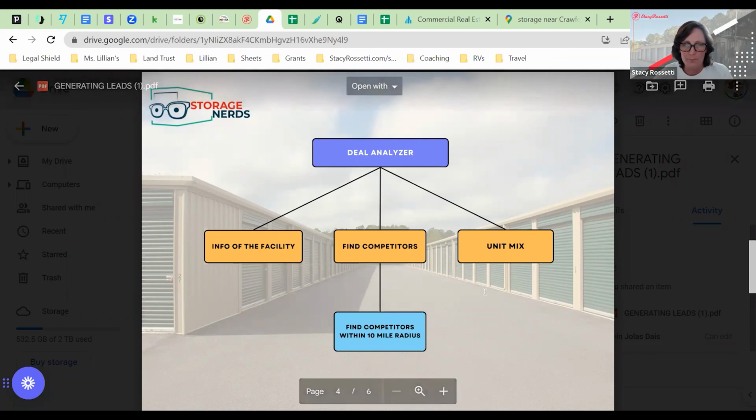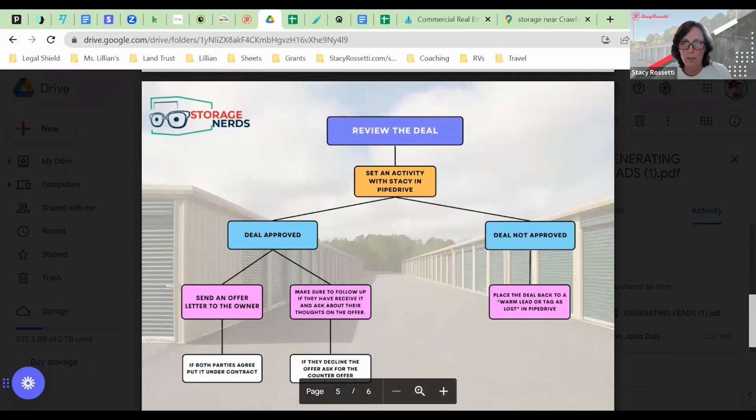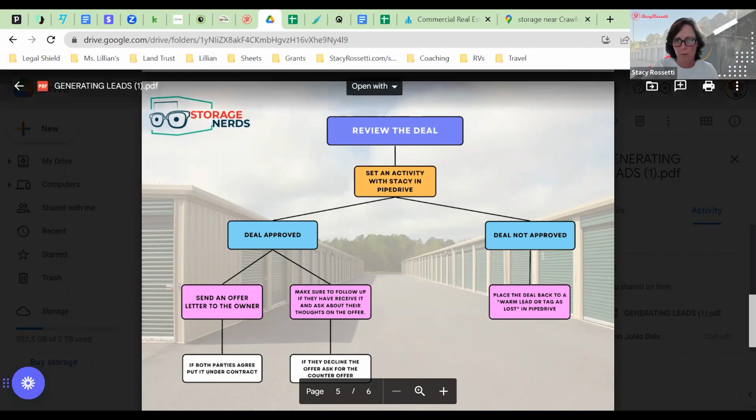And then you review the deal, right? You look at the deal and say, okay, is this deal good or not? We look at the deal and say, this is a good deal. Should we put an offer in on this? What should the offer be? This is where you're making the offer.